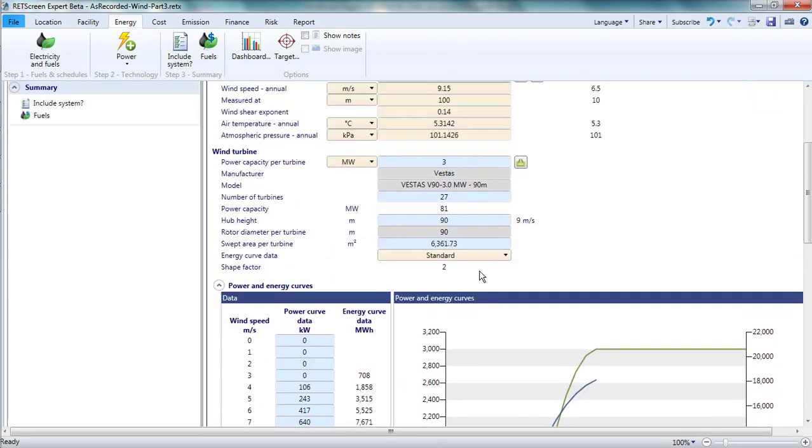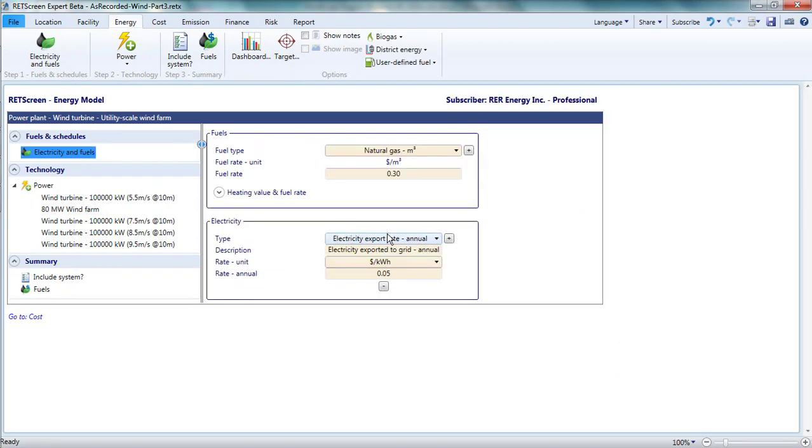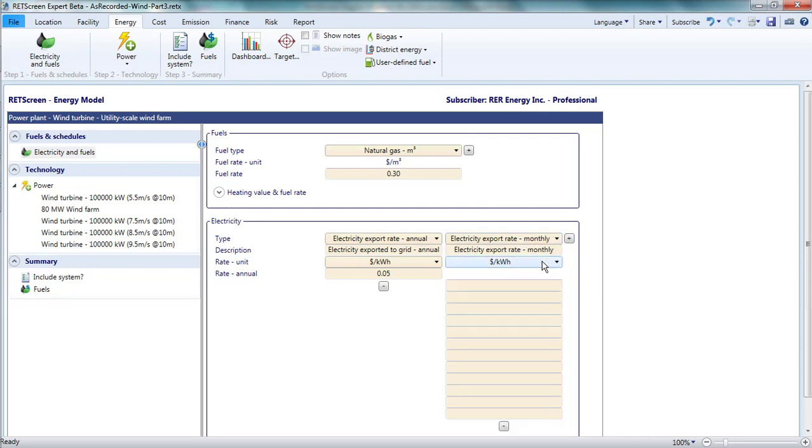On the Energy page, under Electricity and Fuels, I currently have a single electricity export rate defined. It is an annual rate, but I can add other rates, including rates that vary by month. By clicking on the plus icon, I can create a new rate. I select Electricity Export Rate Monthly. Now there are cells for the rate during each month. I'll name this rate Winter Peak, add another monthly varying rate, and call it Summer Peak.